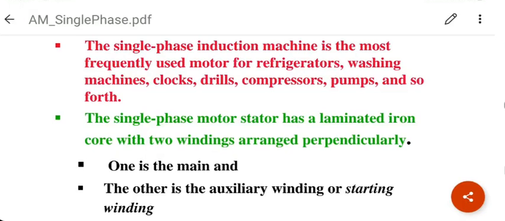The single phase induction motor stator, of course, it's laminated as usual. It has two windings arranged perpendicularly. Don't worry too much about details. Take the bigger picture in your head right now. Two windings are necessary for a reason which relates to the starting of the motor. One of them is known as main winding. The other one is known as auxiliary winding or starting winding.